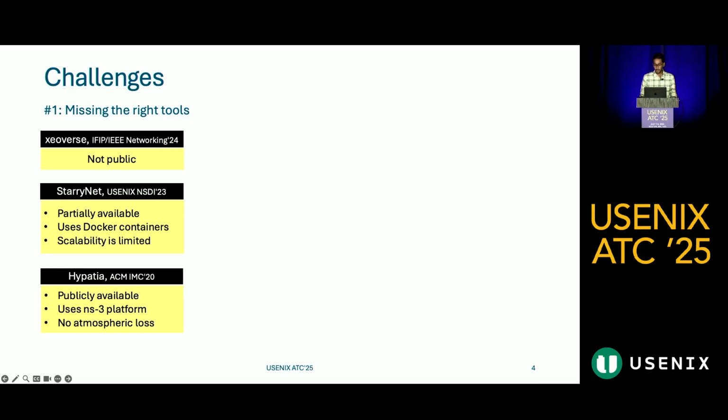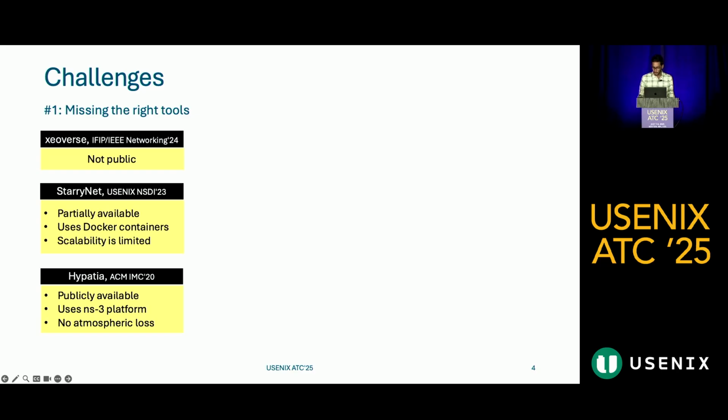First, given a particular design, how do we evaluate the performance of that constellation? There are a few simulation and emulation platforms that have been developed over the last few years, and each comes with its own limitation. The most recent one is Zeoverse, built upon the Mininet platform, and it is not open source, so we couldn't test it. Next, we have Starrynet, which is partially available. It uses Docker containers to emulate satellites and ground stations, so the scalability is quite limited.